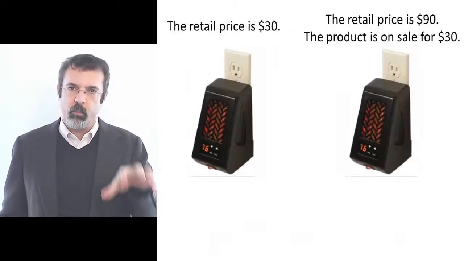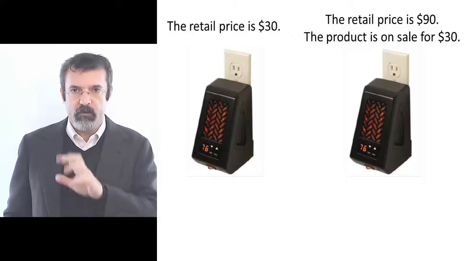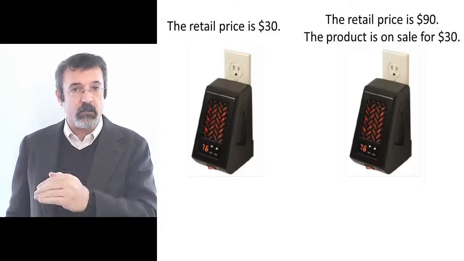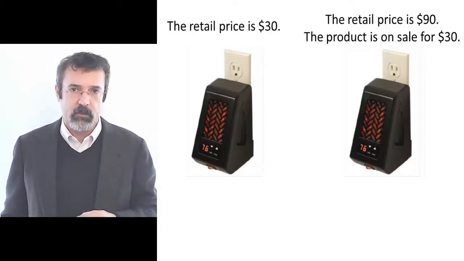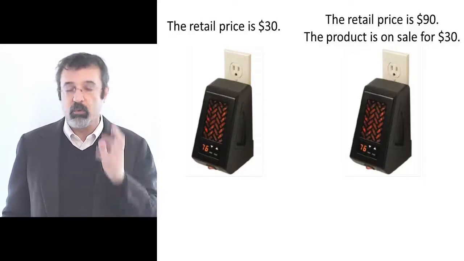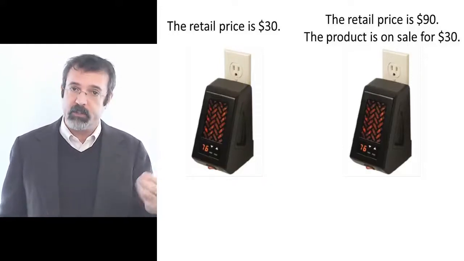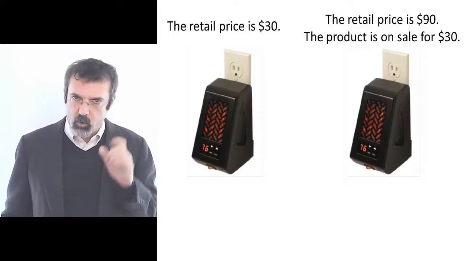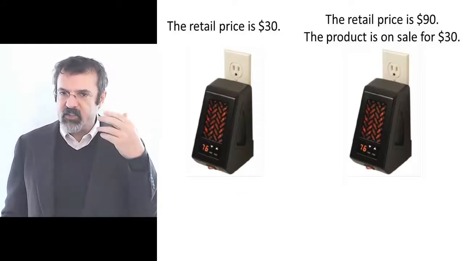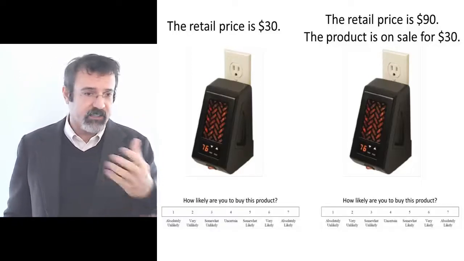In the first group, we describe the product and tell the subjects that the product costs $30. For the second group, we describe the product and say that the retail price is $90, but that it's on sale for $30. So both groups perceive the price of the product to be $30, but one group thinks that the product is actually $90 on sale for $30, while the first group believes that the price is simply $30. The question we're asking here is whether this discounting of the price affects the subjects, thereby causing them to want to buy the product more or buy the product less than the other group.